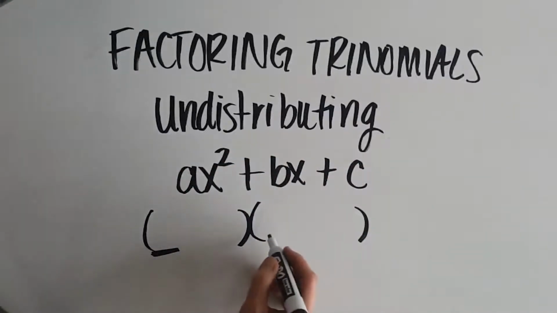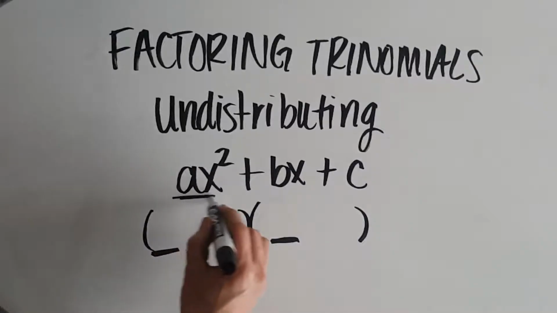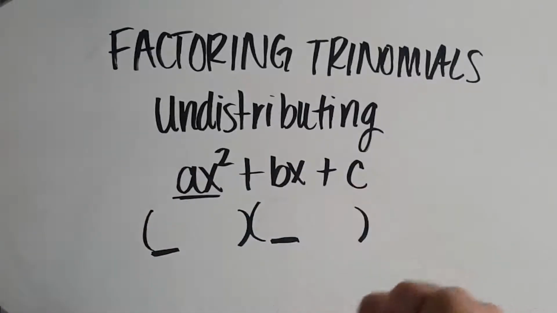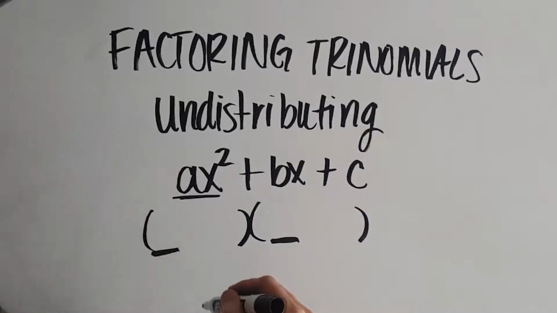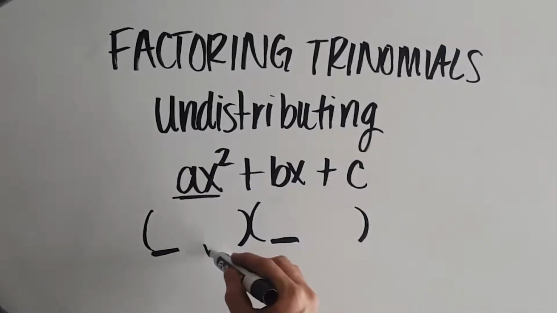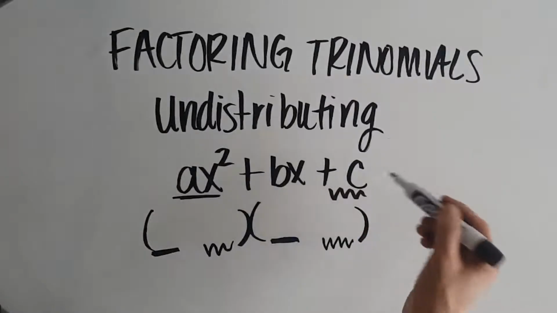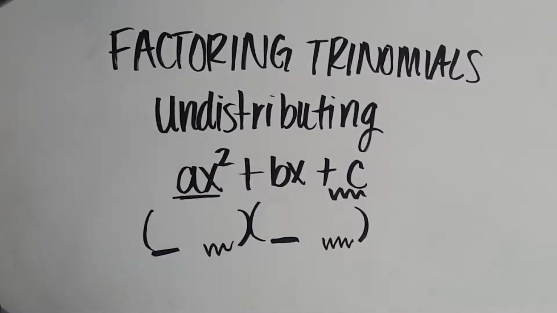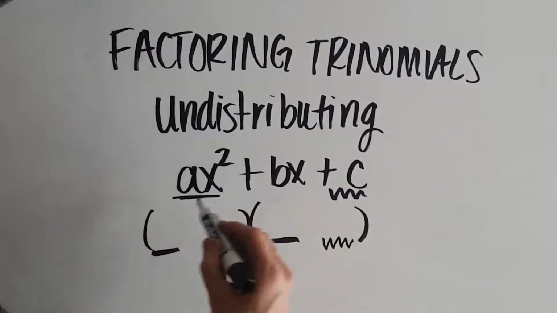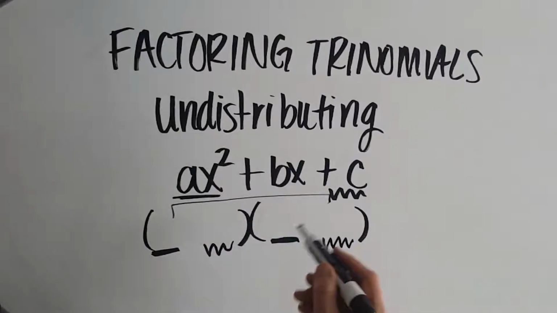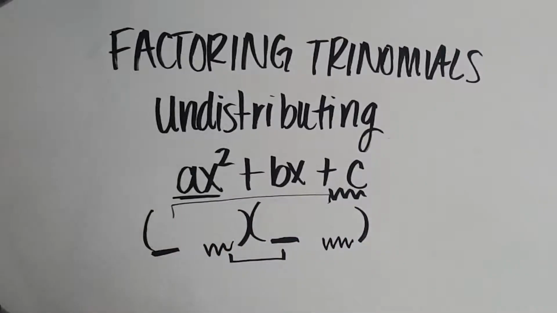So we know that the first term in each, the product of these two, will always give me ax squared when it's written in standard form. We also know that the last spot in each binomial, the product of that will always give me c. Knowing this, it kind of narrows down our options for what these values can be. We know that b comes from the product of the outside plus the product of the inside. So now let's take a look at an example.